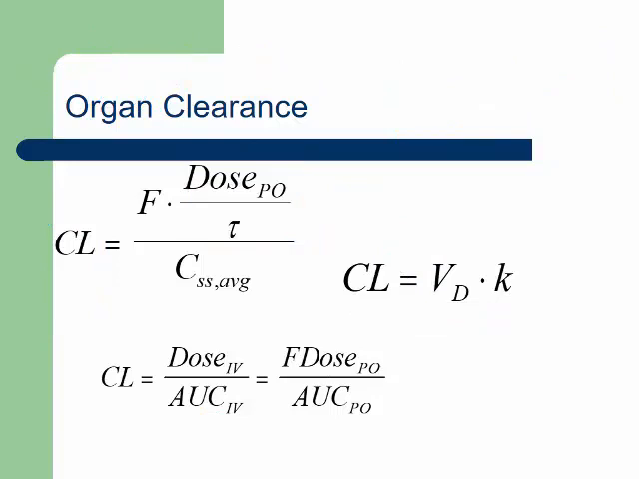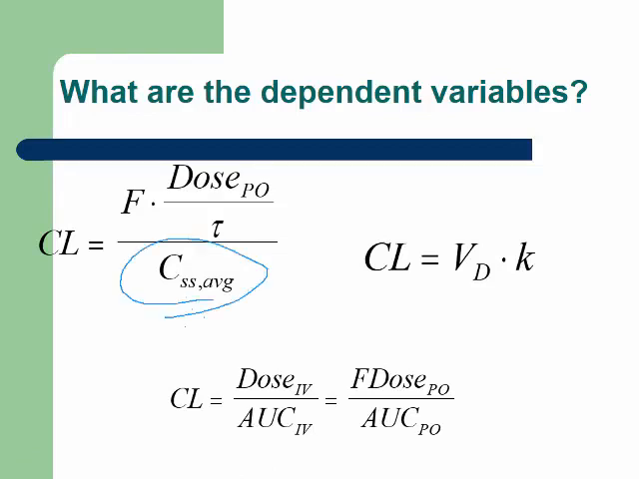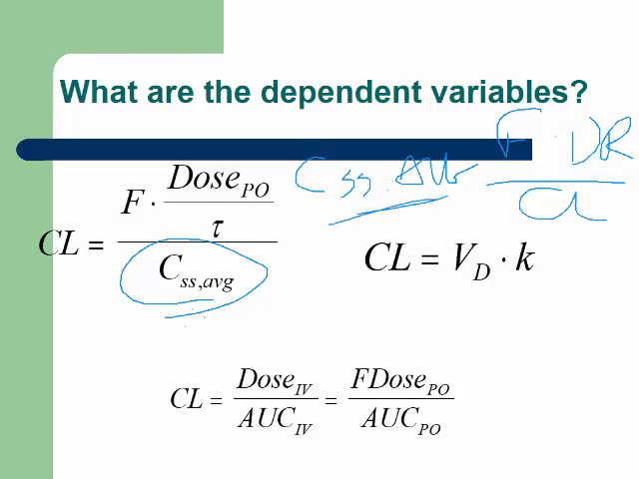what does? Well, before we go on, I want you to be sure that you can determine the dependent variables in these relationships. So if we're talking about this first equation here, which one of these is the dependent variable? You tell me. Hopefully you picked this one. CSS average is the dependent variable here, right? So we would have CSS average is bioavailable dose rate over clearance if we were going to write it. So here's our dependent variable.